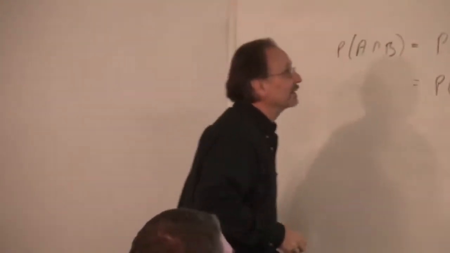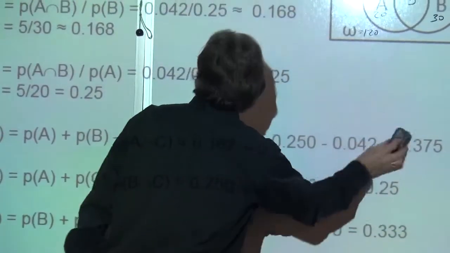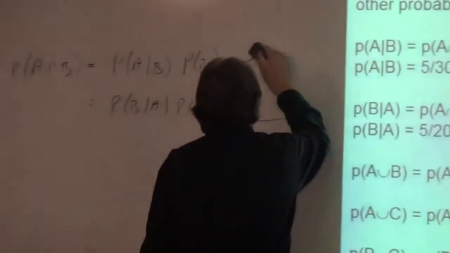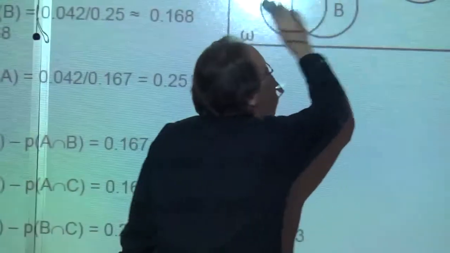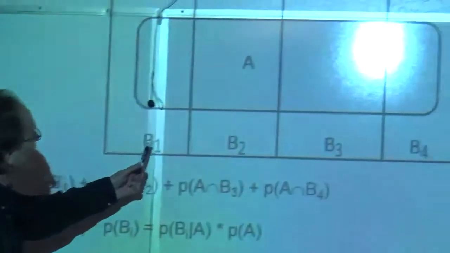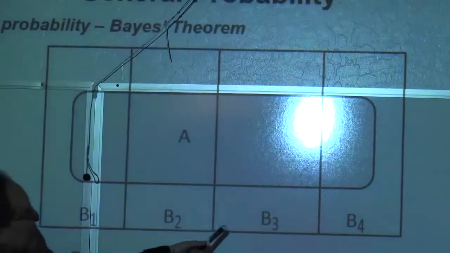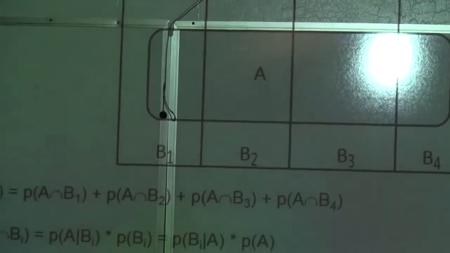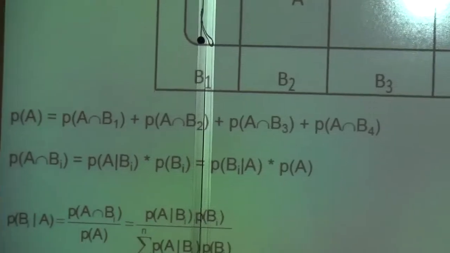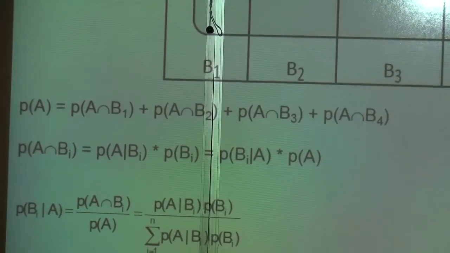So that's basic set theory, and we can take that and apply it to a slightly more complicated problem, and that becomes Bayes' theorem now. Let's say that our universe is divided up into sections. We'll call those sections B1, B2, B3, and B4. And then I have a subset that intersects with at least 2 of those sections. Okay.